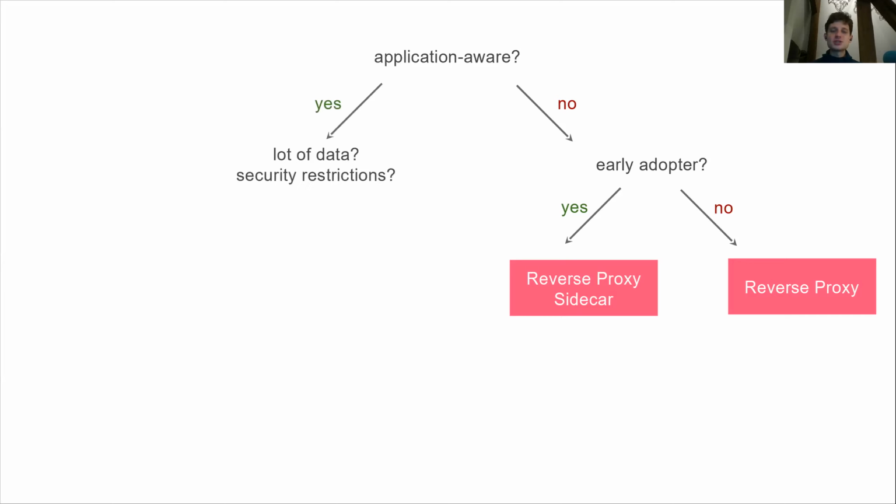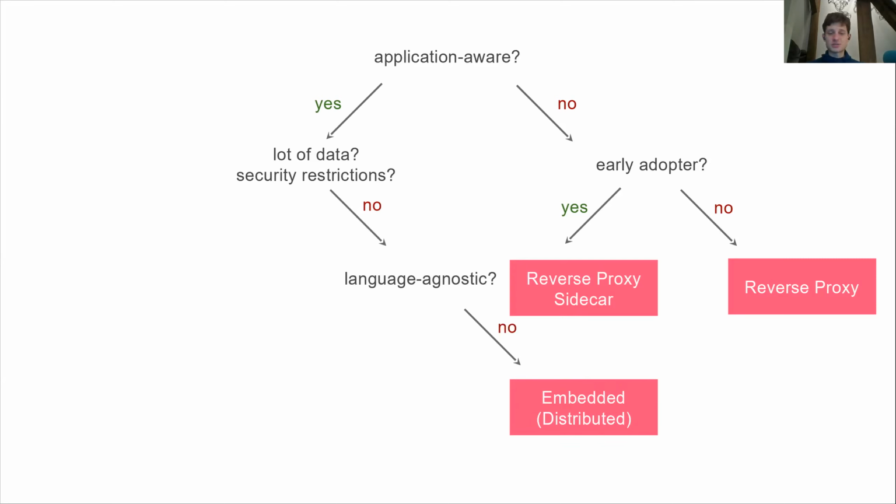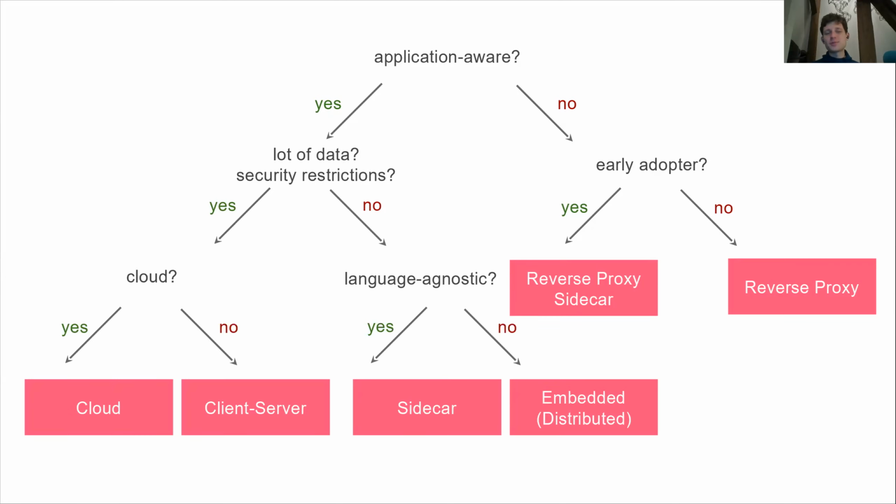Now, if your application needs to be aware of the caching, then the next question is, do I have a lot of data or security restrictions? Is caching a really big thing for me? If no, do I need to be language agnostic? If no, use embedded cache. If yes, use sidecar. Now, if you work in a big organization, you have a lot of data or some security restrictions, then the last question you need to ask is, is my deployment in the cloud? If no, use on-premises client-server. If yes, use a cloud solution. So as I said, it's maybe a little oversimplified, but at least it gives the direction where to look for the right cache for your system.